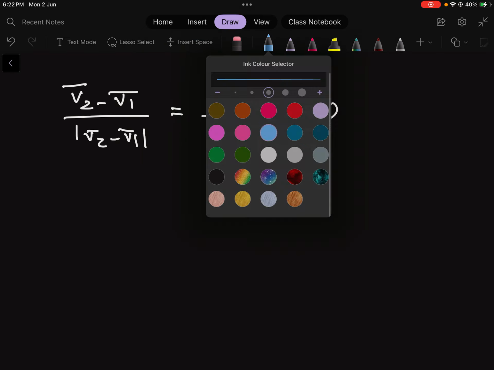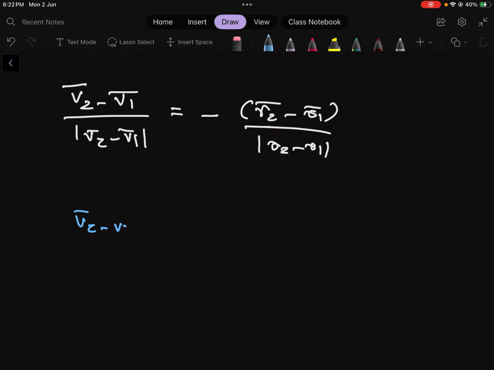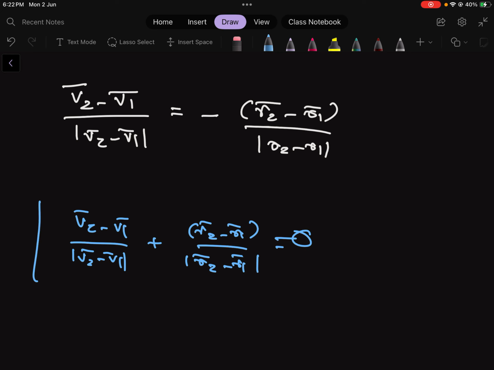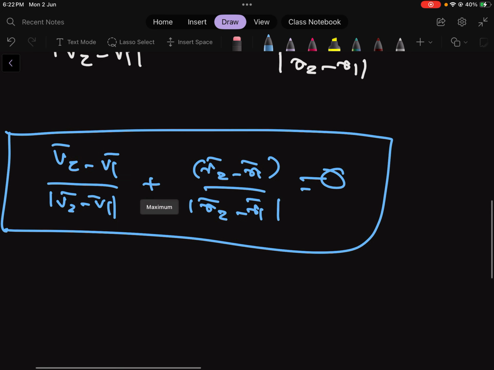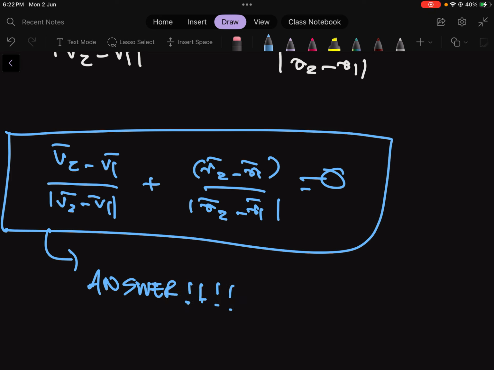So when you simplify this, the final relation that you would get is (v2 minus v1 vector) by mod of (v2 minus v1 vector) plus (r2 vector minus r1 vector) by mod of (r2 minus r1 vector) is equal to 0. So this should be the relation. So this is your answer. Hope it makes sense.